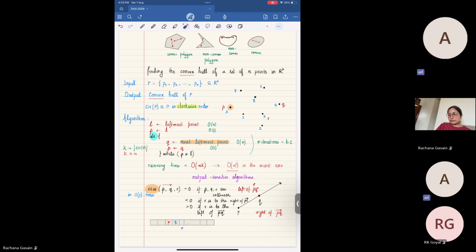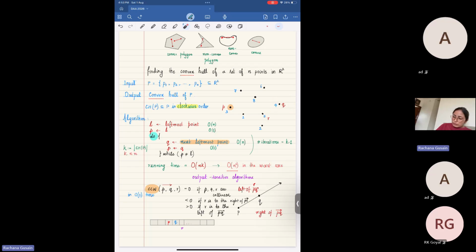Yes, ma'am. Why would we update? See, I mean, we want the point which is leftmost. Okay. And here, if you see, R is to the right of PQ, isn't it? Oh, no, no. For leftmost point, we need not update it. Yes. So since we are looking for the leftmost point and R is to the right of PQ, R is of no use to me. I mean, this point is of no use to me. I'm not going to update my Q, right?